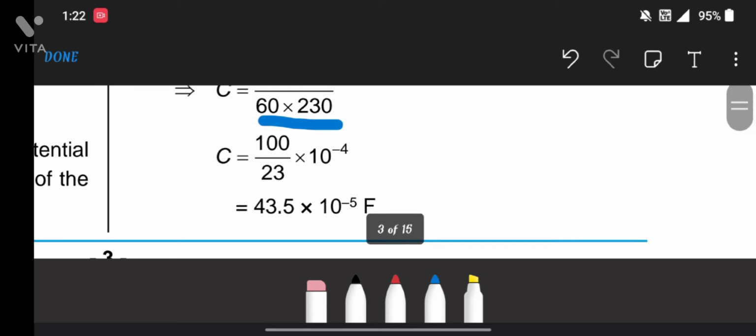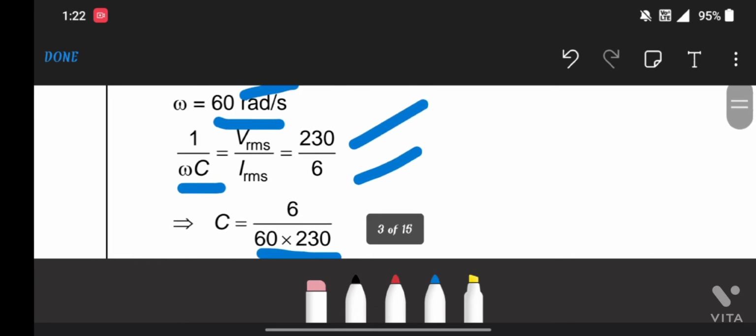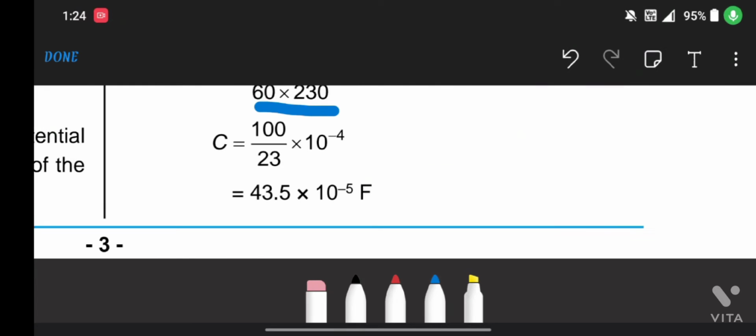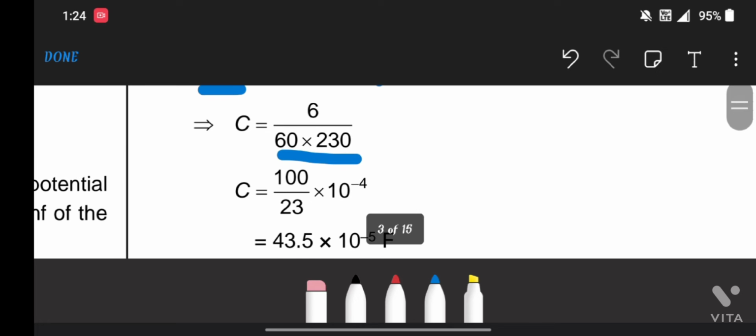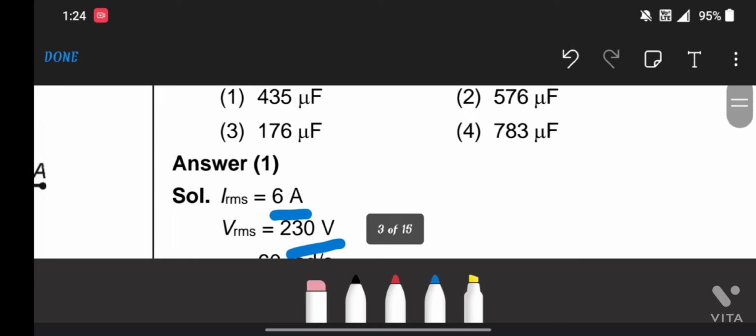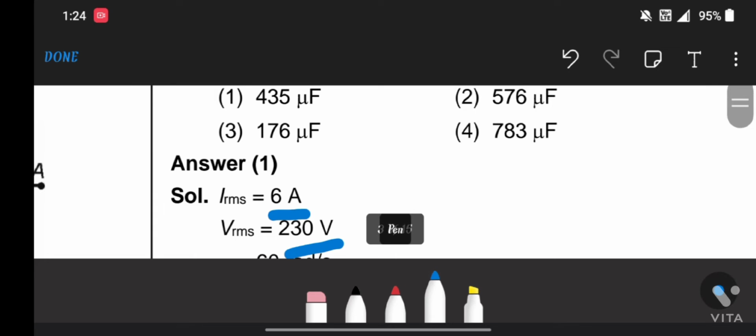After that, if we divide 100 by 230, we'll get 43.5, no, 435 point some value we may get. But as we see the options, they are like this. So 43.5 into 10 to the power minus 5 farads, we got as the answer. So if we convert it, we'll get 435.